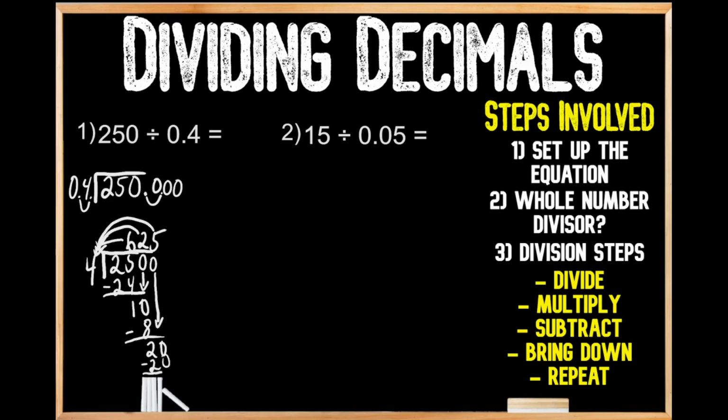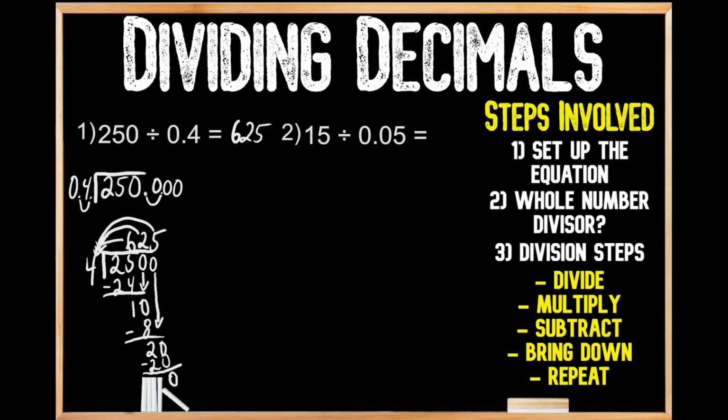And next, we're going to subtract 20 from 20, and thankfully, we're left with a 0 here because we've run out of space, and now we can't repeat this process because we've run out of numbers. So we're done with this division problem because now we have a 0 at the bottom. There's no remainders. So when we divide 250 by 4/10, we get 625. So now let's move on to question number 2, where we're being asked to divide 15 by 5/100.